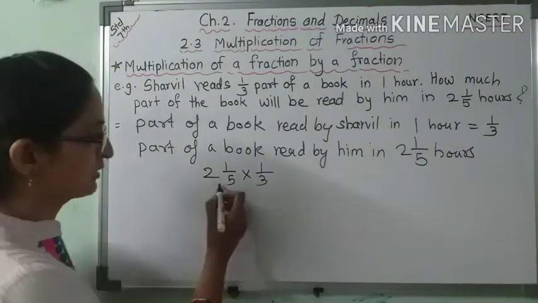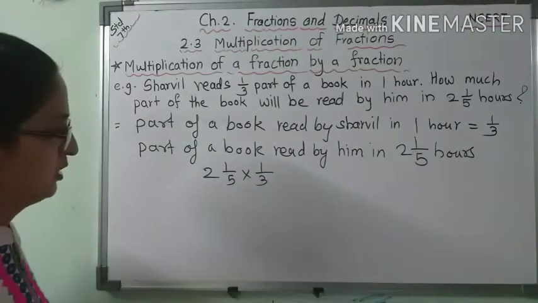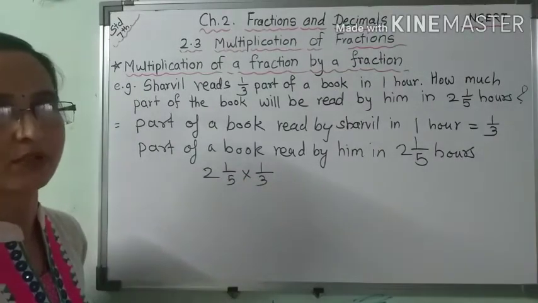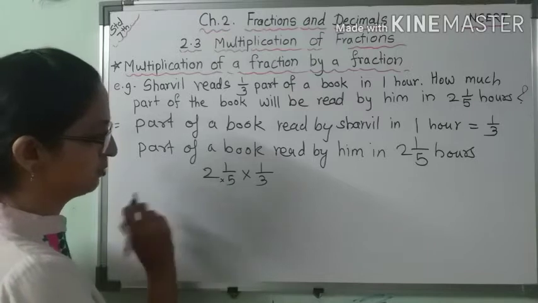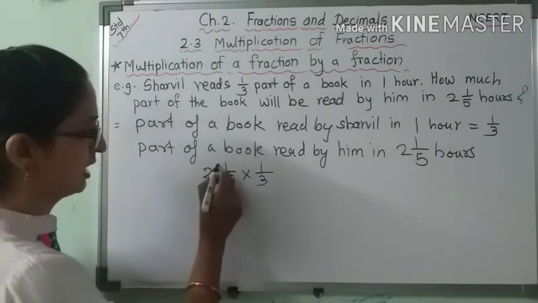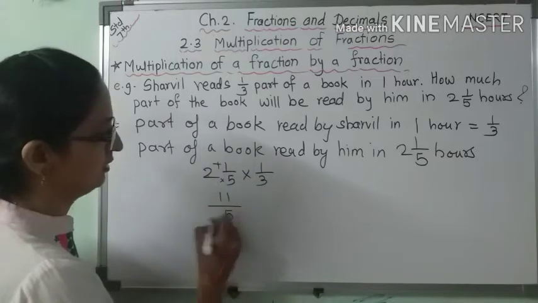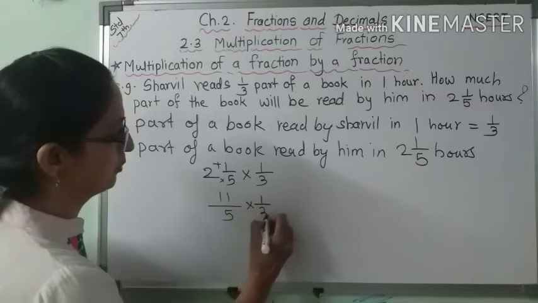Here a mixed fraction is there and one more fraction is there. So first of all we have to convert this mixed fraction into an improper fraction. How to convert it? Multiply these two numbers, 2 fives are 10. Add this 1, that is 11. So 11/5. Multiply this by 1/3.